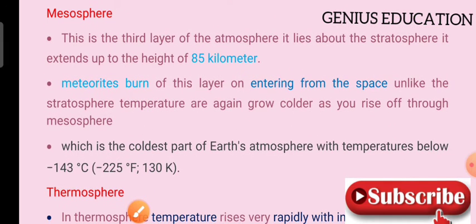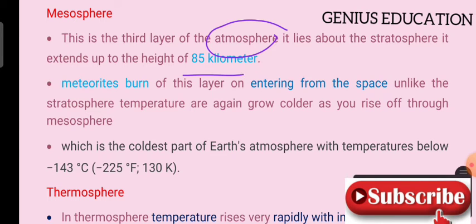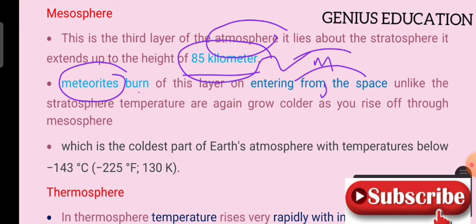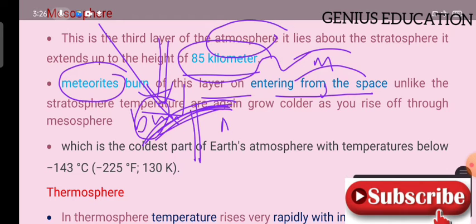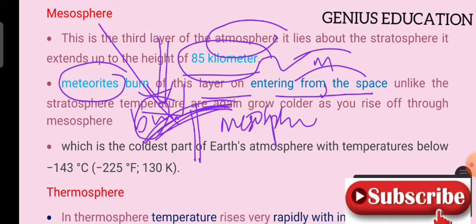Here another one is mesosphere. This is the third layer of the atmosphere, okay, which extends up to 85 kilometers, above the stratosphere. Meteoroids burn in this layer, intruding from space. यानी जो meteoroids space में होते हैं, अगर these are intruding towards the earth, they burn in this layer, which is known as mesosphere.